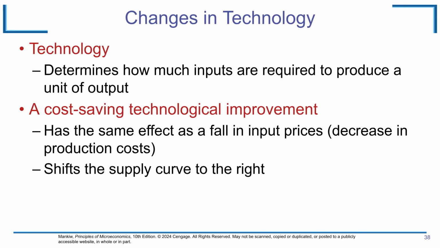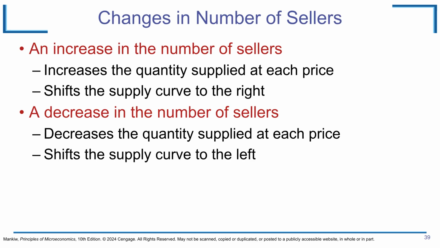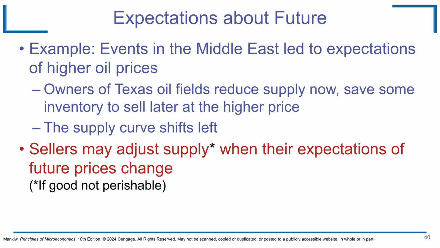Technological advancements also shift supply. Improvements that save costs have the same effect as lower input prices, allowing firms to supply more output, thus shifting the curve to the right. The number of sellers in a market also matters. An increase in the number of sellers increases the total quantity supplied at every price point, shifting the market supply curve to the right. Expectations about the future can also change supply. If producers expect prices to be higher in the future, they might reduce supply now to save inventory, shifting the supply curve to the left.